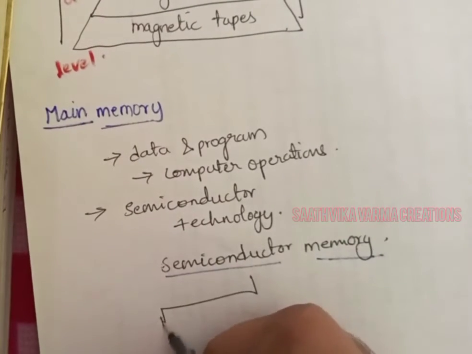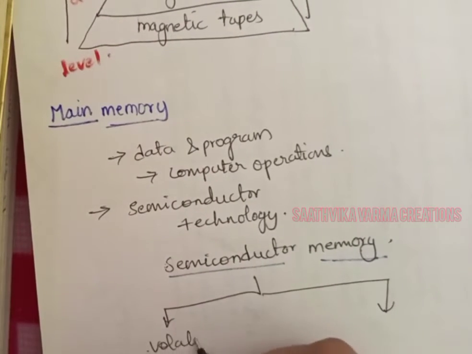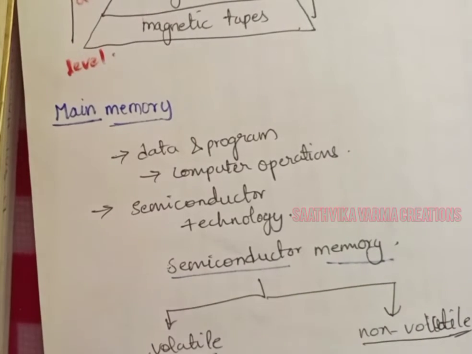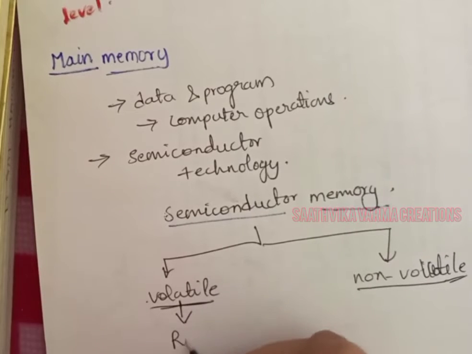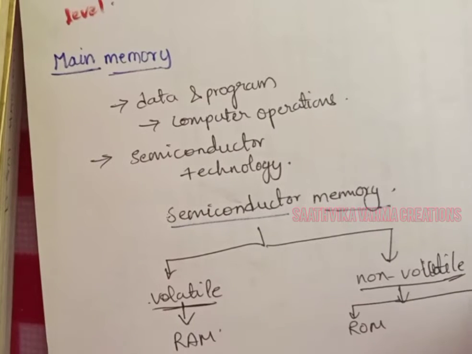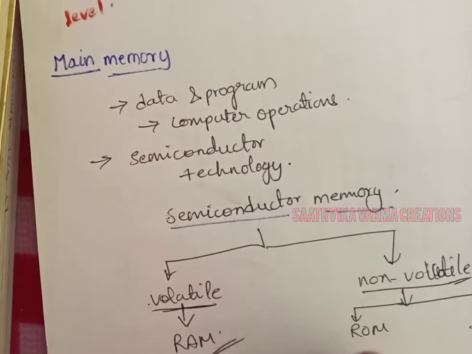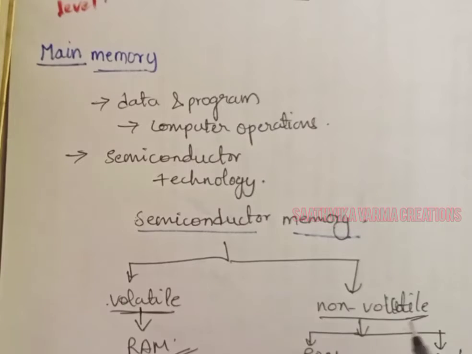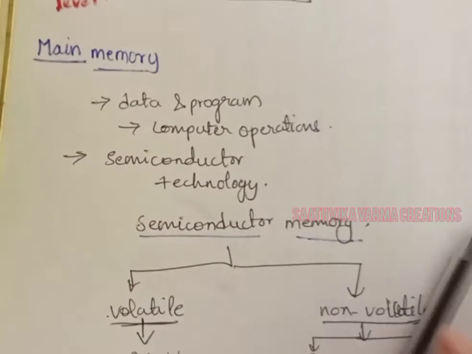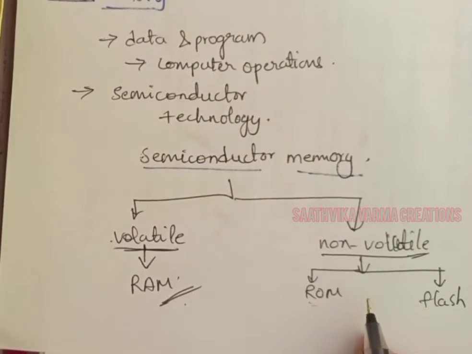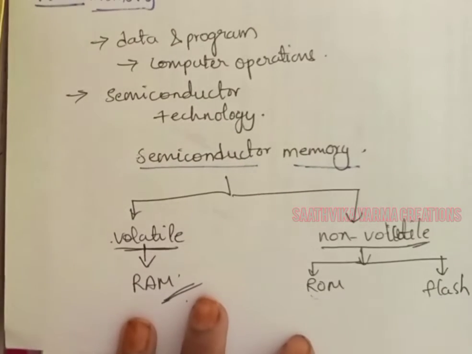Semiconductor memory is of two types: volatile and non-volatile. Volatile memory consists of RAM, random access memory, and non-volatile consists of ROM and flash, where RAM memory will be erased whenever the system is turned off, whereas non-volatile memory is stored permanently in ROM and flash. Non-volatile memory retains the data even when turned off. Examples are flash memory and ROM.